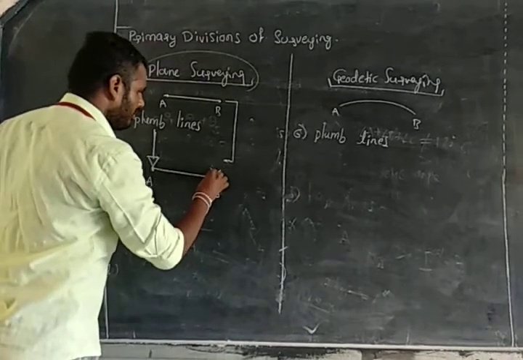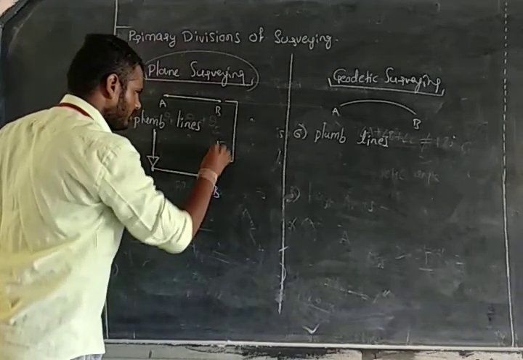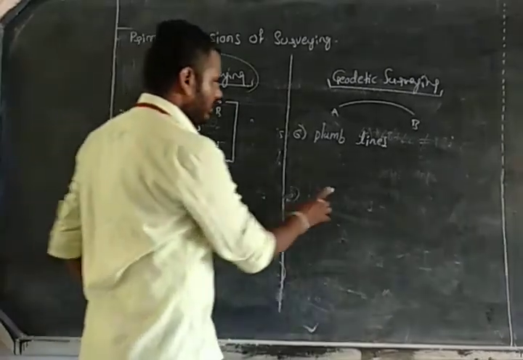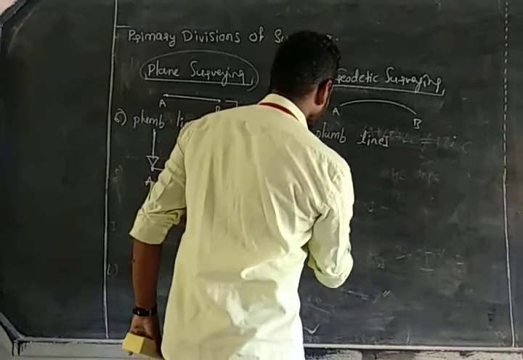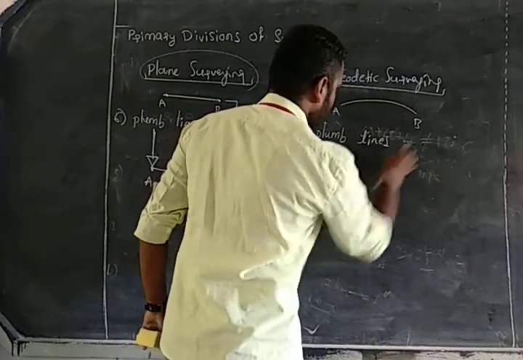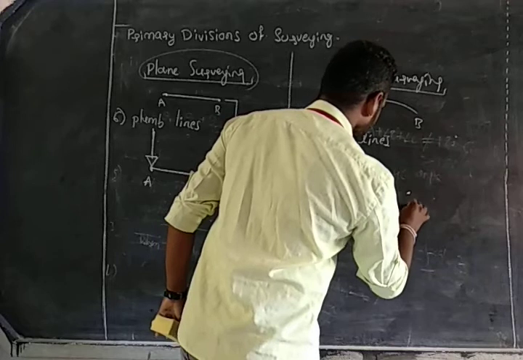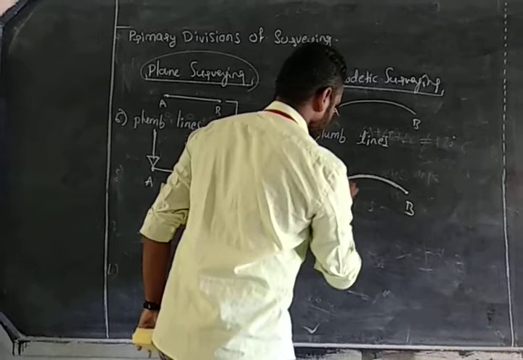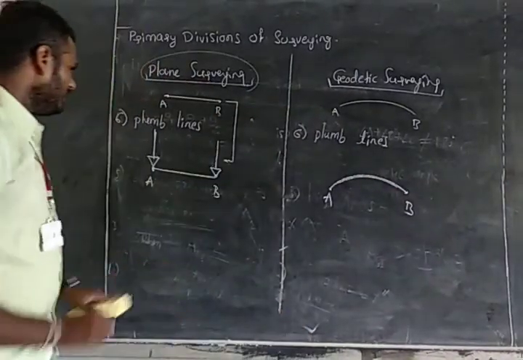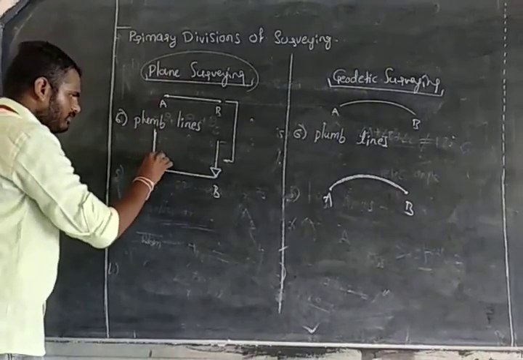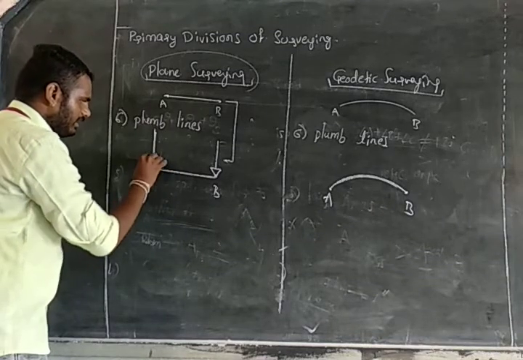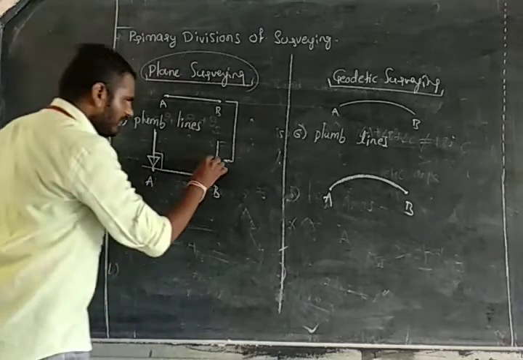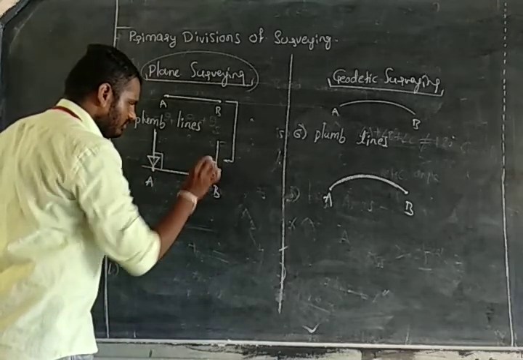So if you take two plumb lines at 2 different points, and the same points A and B in geodetic surveying, let us take this is A, the same figure, this is B, and now this is the curve. The line of plumb is exactly perpendicular, exactly 90 degrees to the ground surface. So likewise here also, exactly 90 degrees to the ground surface.